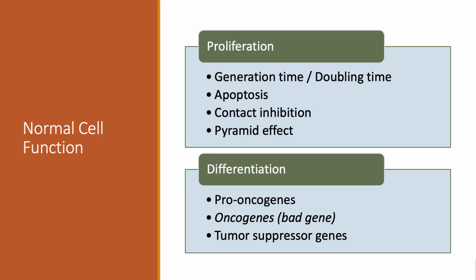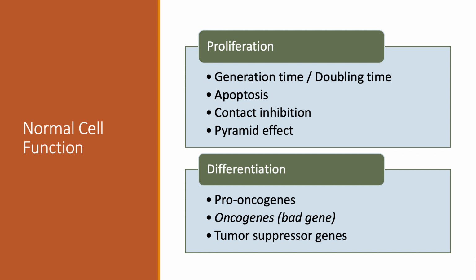Alrighty, so normal cell function, let's talk about that. Normal cell function involves proliferation, which is the period from cell birth to cell death, and differentiation. So proliferation includes something called the generation time, which is the time required for a cell to divide. And then when its population doubles, we refer to that as the doubling time.